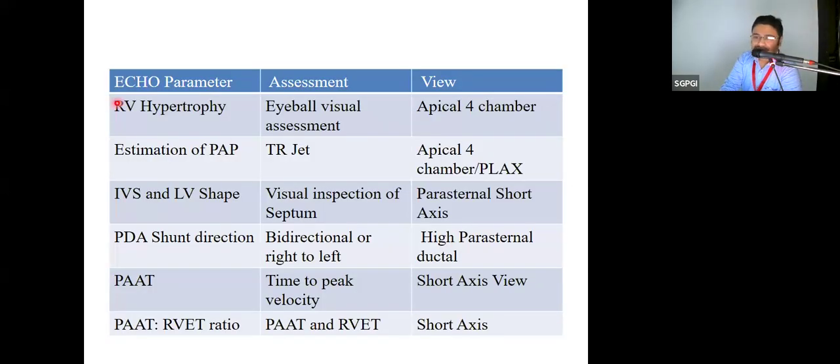So in a nutshell, to see the RV hypertrophy, one is eyeball assessment. The view is apical four-chamber view. Estimation of the pulmonary artery pressure is by TR jet. Also, the interventricular septum and the LV shape are classically seen in the parasternal short axis view. For the shunt direction, as I told you, the high parasternal ductal view. PAAT again in the short axis, and this ratio, which is the least accurate, is shown by the short axis view.